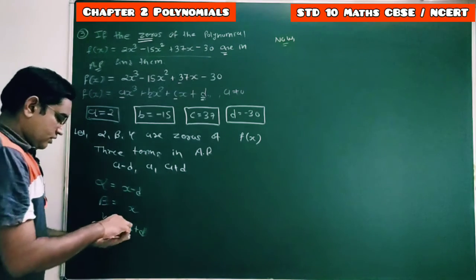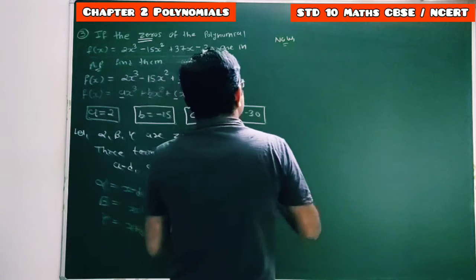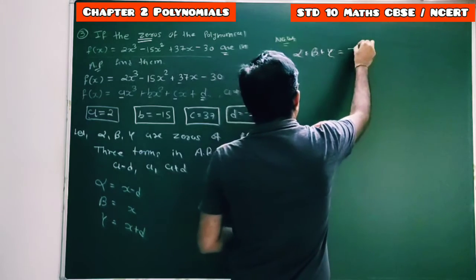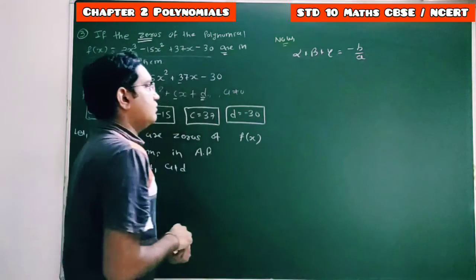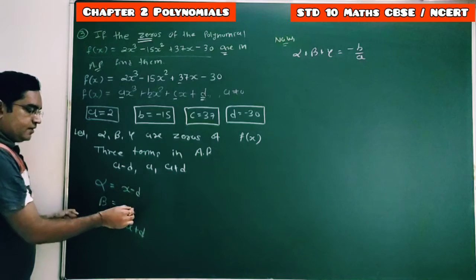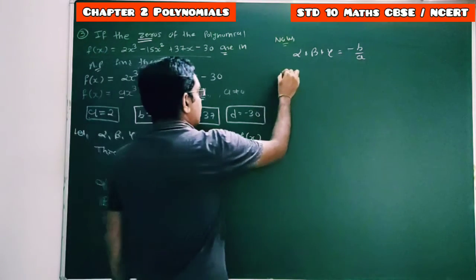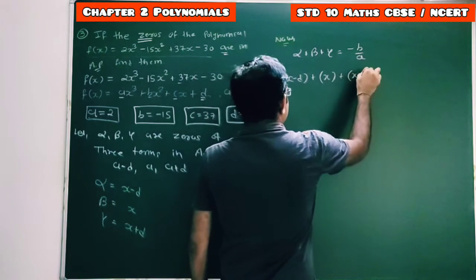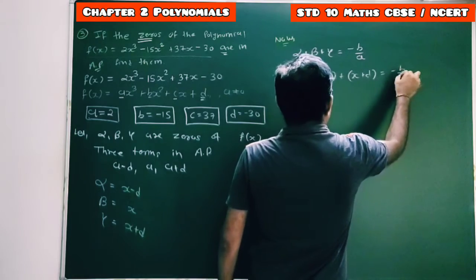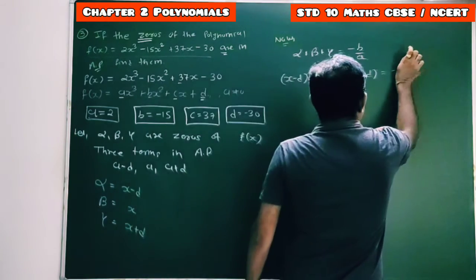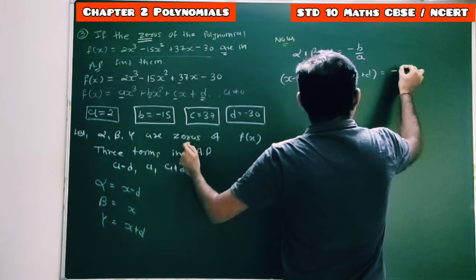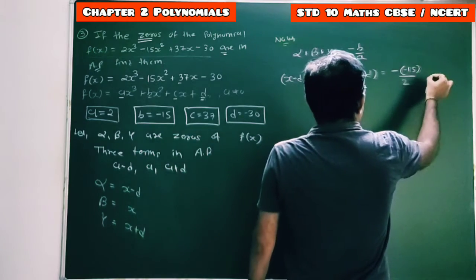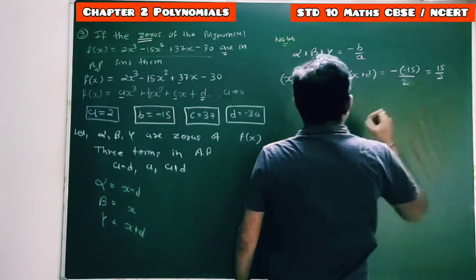Done. So now the sum of zeros, alpha plus beta plus gamma, is equal to minus b by a. Zeros are in AP: x minus d, x and x plus d. So their sum is x minus d plus x plus d, which is equal to minus b by a. Minus b by a is minus of minus 15 by 2, so this is equal to 15 by 2.